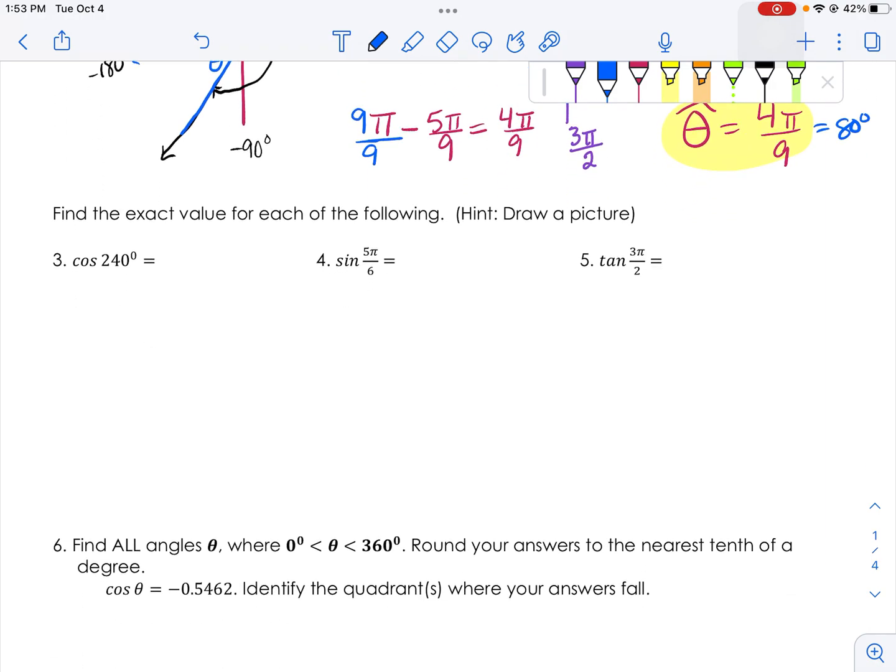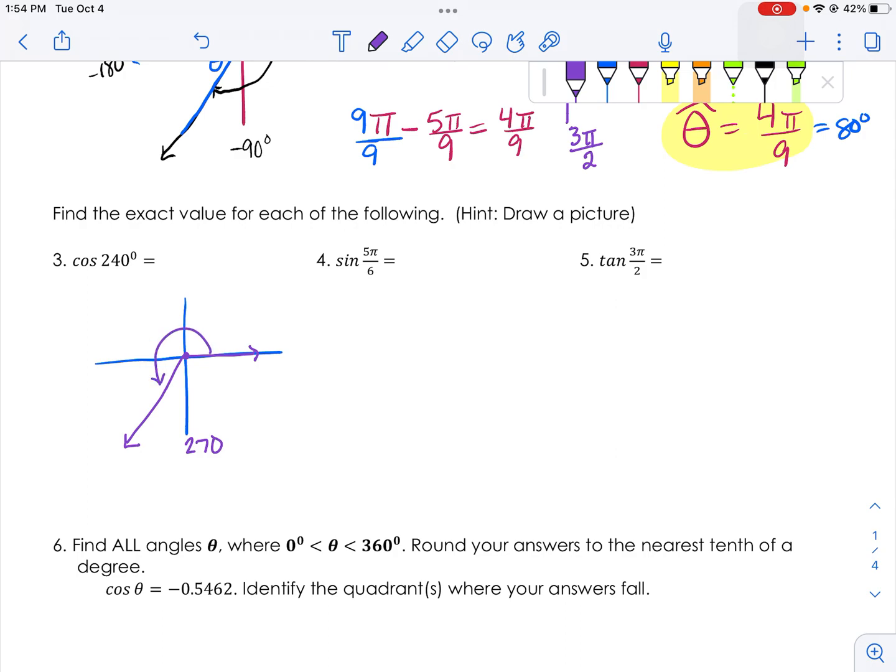Okay, find the exact value for the following. It will help to draw a picture. So cosine of 240. I'm going to draw a picture first. It's positive, so I'm going to be going around, starting at the positive x-axis, going counterclockwise. Remember, 270 is down here, so 240 is going to be down here.